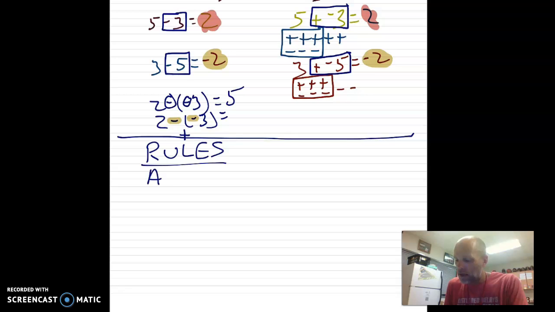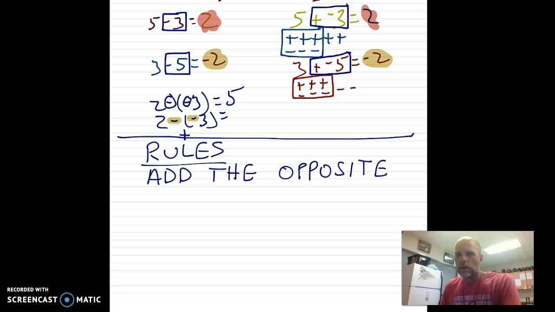Add the opposite. So there's so many rules in math, and I know it makes it difficult. I get it. But let's try it, okay? So let's write down, we're going to do some examples.